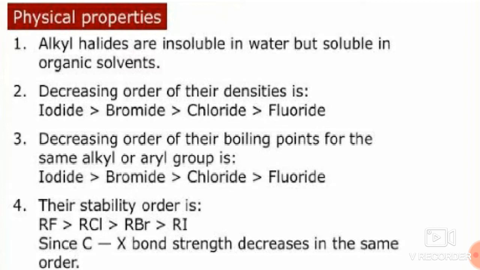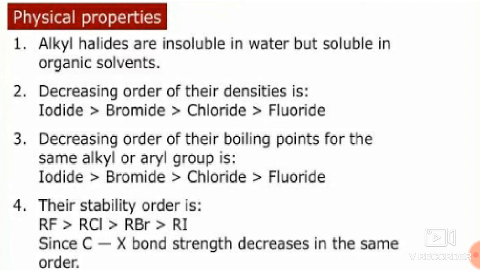Alkyl halides are insoluble in water but soluble in organic solvents such as benzene, carbon tetrachloride, and ether. The decreasing order of their density is iodide the highest, then bromide, chloride and fluoride. This density is mainly based on their weight. As weight increases, the density also increases. Here the highest density of alkyl halides is iodide.